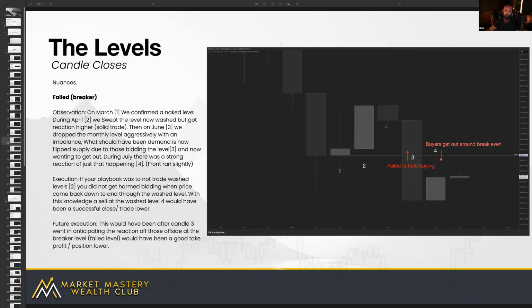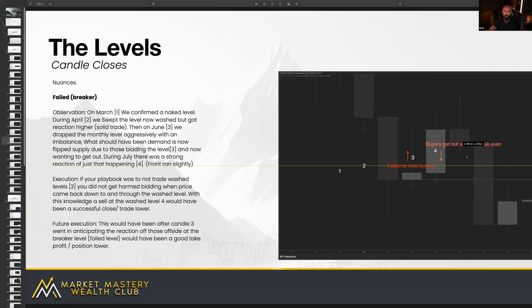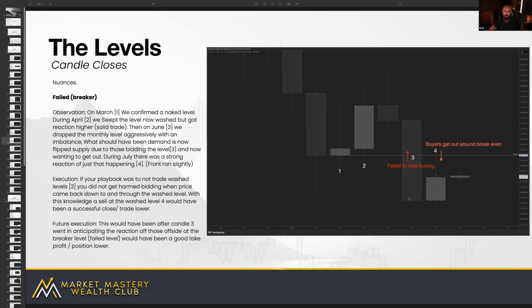So we put the FVG in through here as well. We've got that really solid imbalance. Obviously, that didn't exist until this candle close. We had that really clear displacement that came down. And what should have been demand is now flipped supply due to those bidding the level. Those who don't know first touch is best are just going to keep trying to bid this level because that is one of these wicks. They just want another wick. And they could have been right, but they weren't.